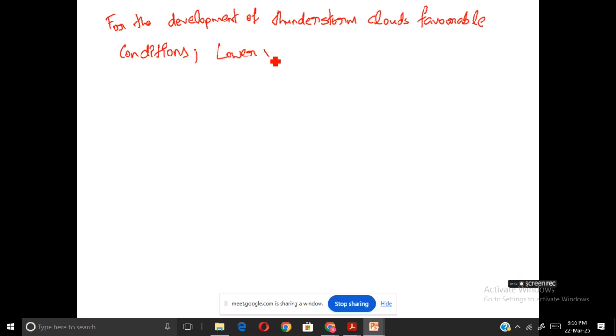a lower value of CIN. So the value of the environmental lapse rate should be such that it is suitable to these conditions. So the value of CIN should be lower and the value of CAPE should be high. So these are the favorable conditions for the development of big, strong clouds. Lower value of CIN and higher value of CAPE: higher the CAPE, higher the probability of convection and thunderstorm.